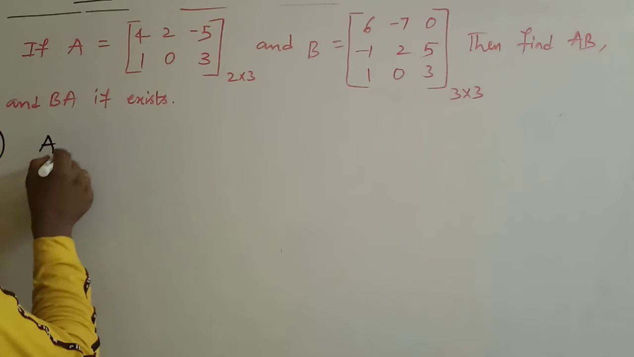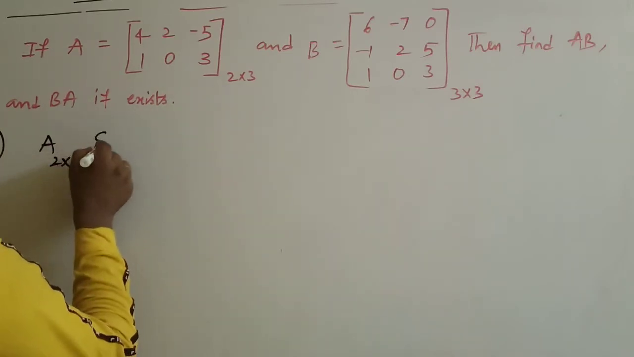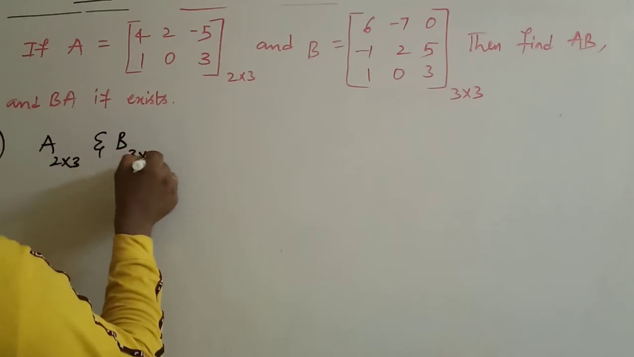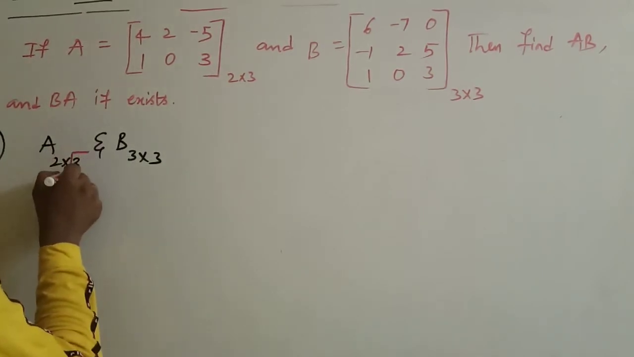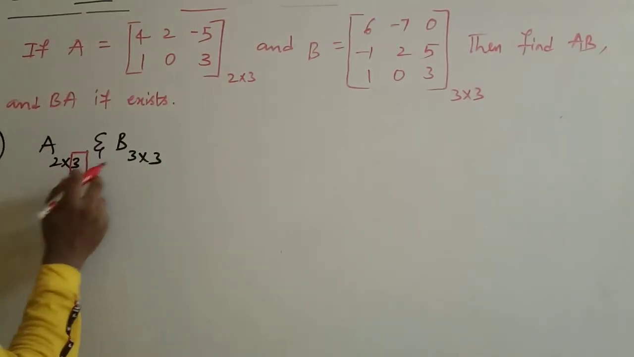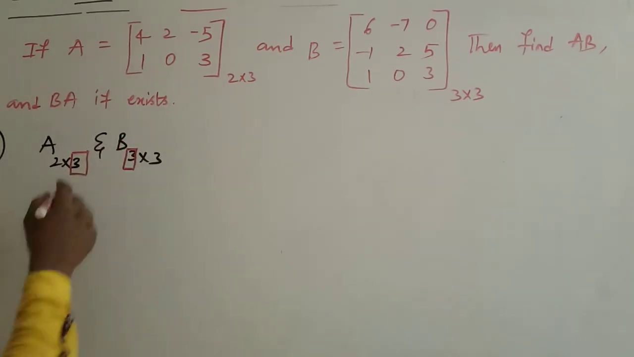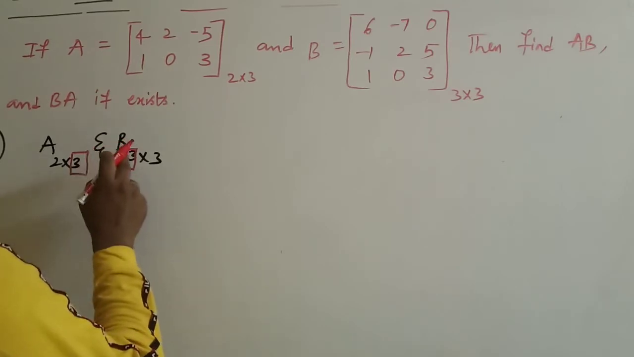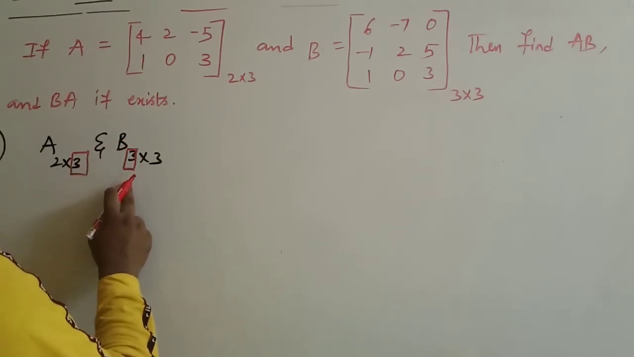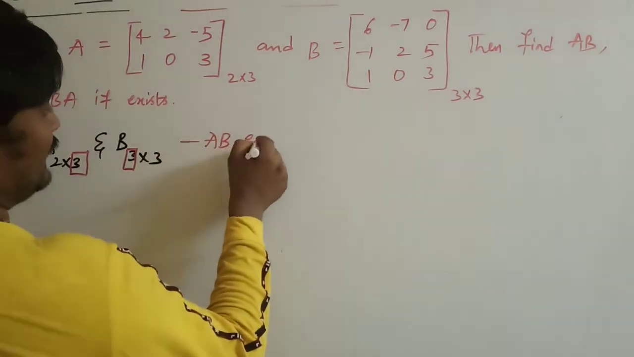So A is which matrix? A is 2 by 3 and B is 3 by 3. Now check: the first one's columns are equal to the second one's rows. So the number of columns of the first matrix equals the number of rows of the second matrix, so here AB exists.